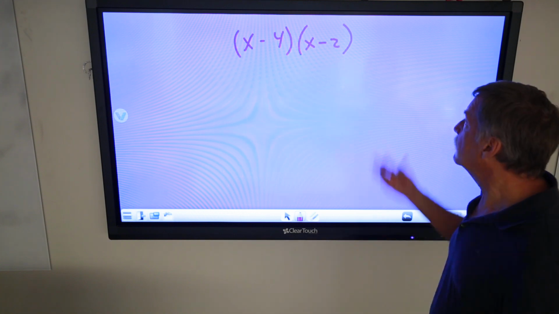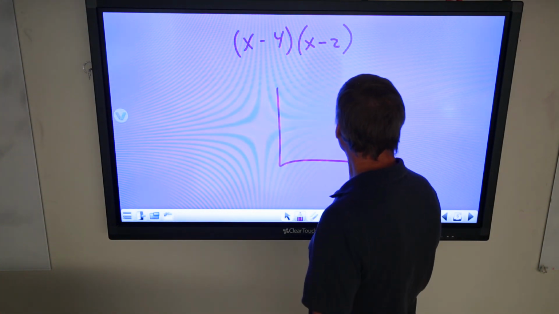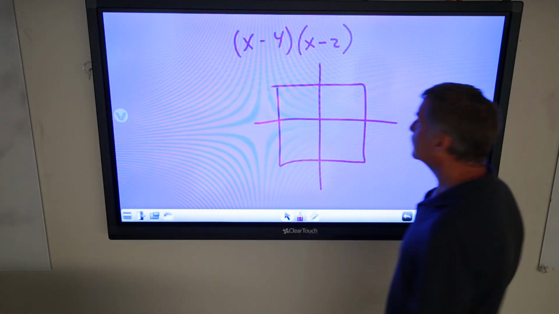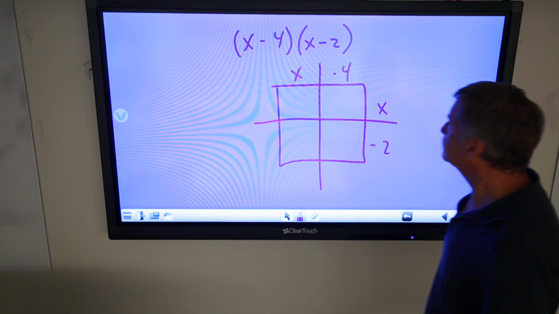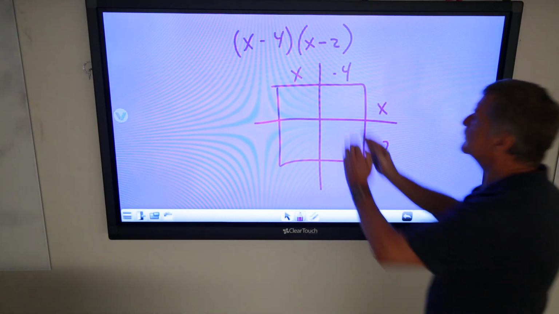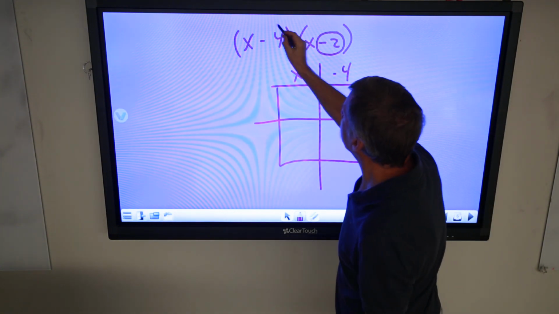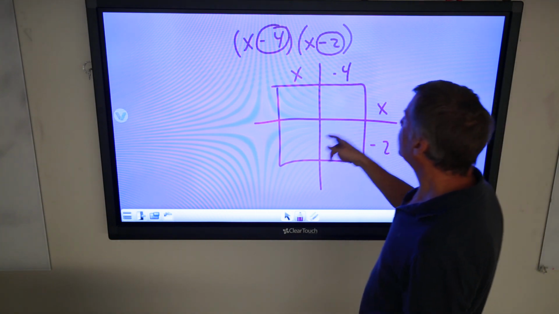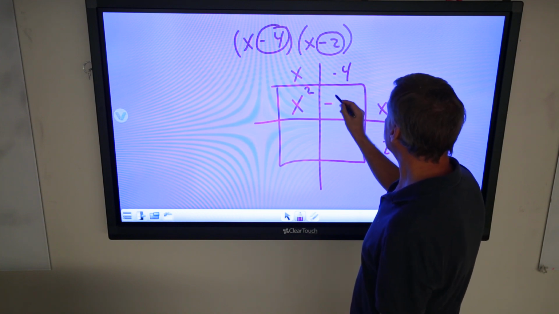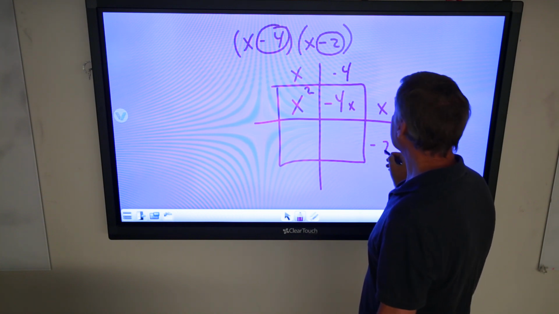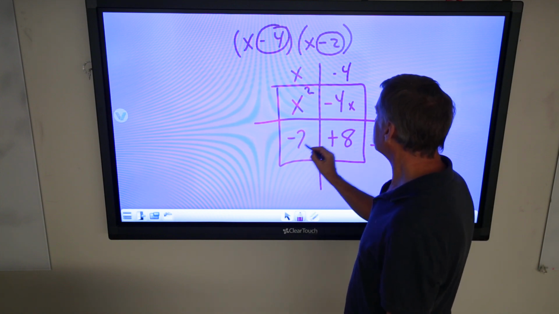All right. Let's try with a different problem. X minus 4 times x minus 2. So I build my lattice, make a box, columns, rows. All right. X minus 4, x minus 2. All right. Build it in like that. I'm just breaking them apart. All right. It's the same thing. Just remembering that the minus signs or the plus signs go with what follows. Then I fill in the box, x times x, x squared, minus 4 times x, minus 4x, minus 4 times minus 2, plus 8, and x times minus 2, minus 2x.